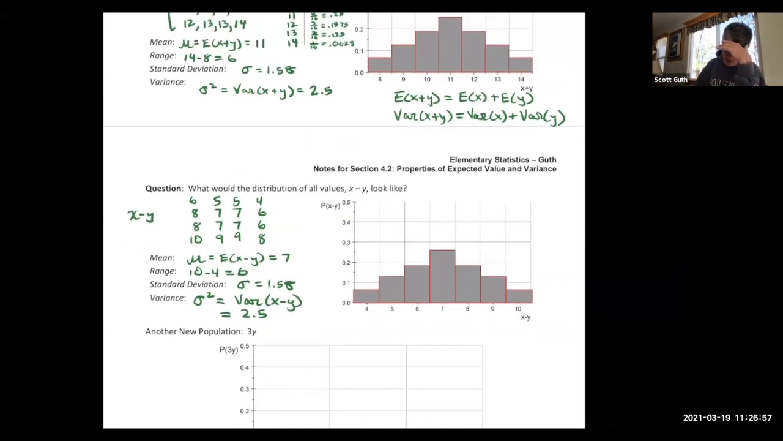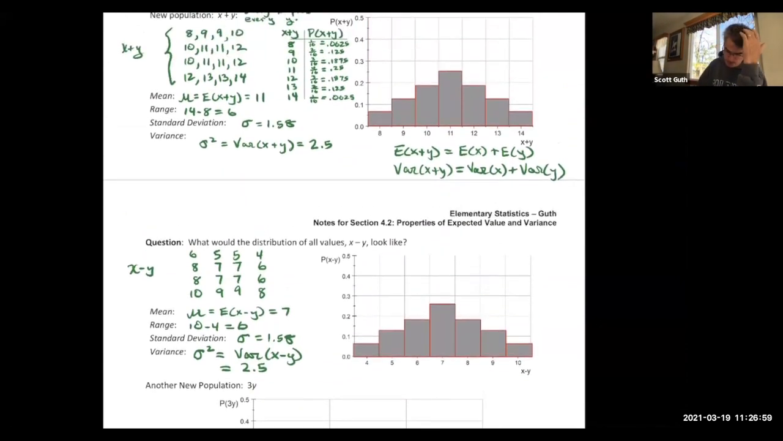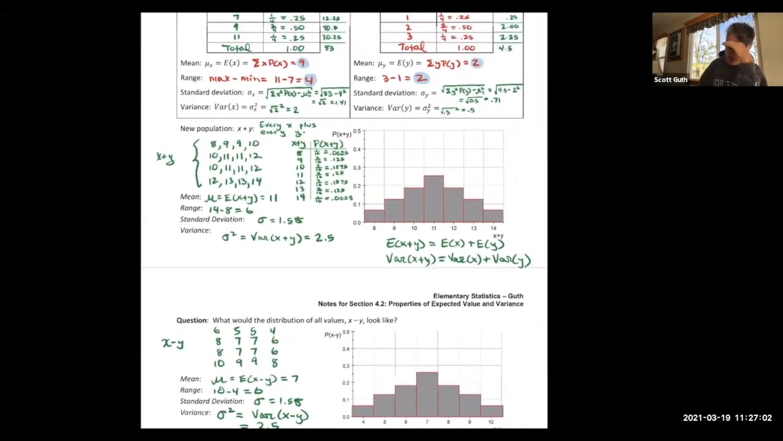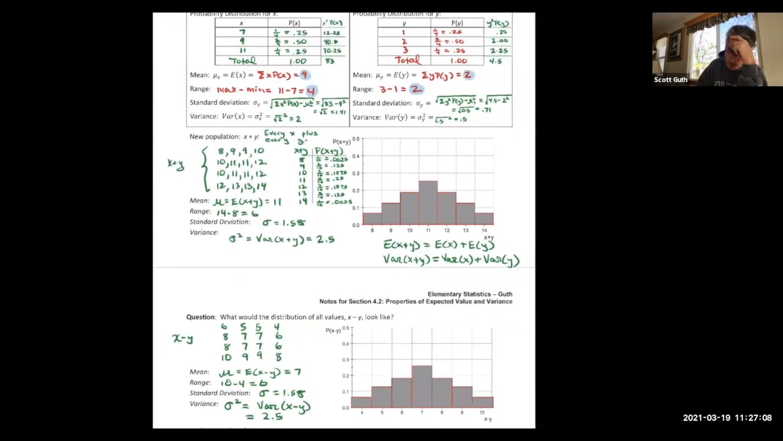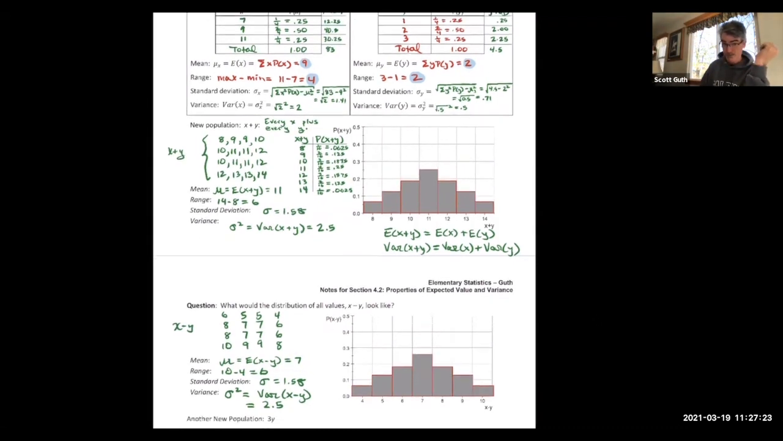Okay. So here, I want you to see that the means do something similar when you subtract the variables. So with x, the mean was 9. With y, the mean was 2. Okay. The mean of x minus y is 7. So the mean's subtracted when you subtract the variables. But the variance is still added.